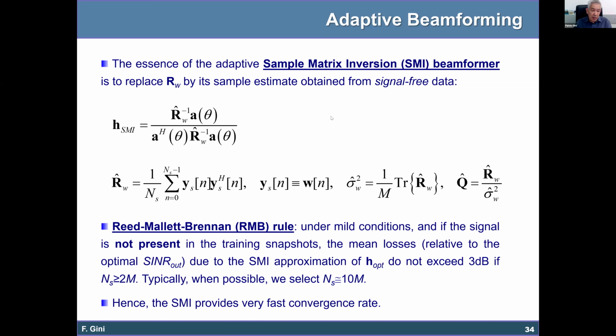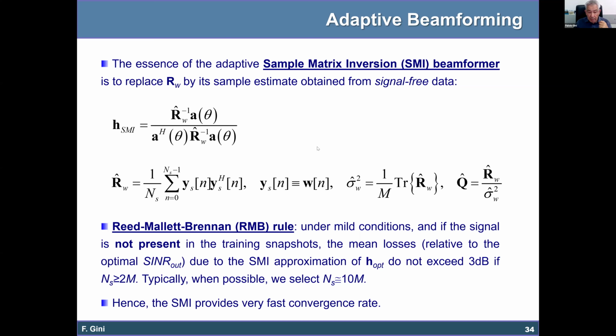And I repeat, what is fundamental is that we can observe NS realizations of secondary data that have the same distribution as the disturbance. So they should not contain the signal of interest. They should not contain S of n. So if you have this data, we use them to estimate the disturbance covariance matrix. We calculate the inverse, we plug the inverse here, and we obtain our adaptive beamformer.